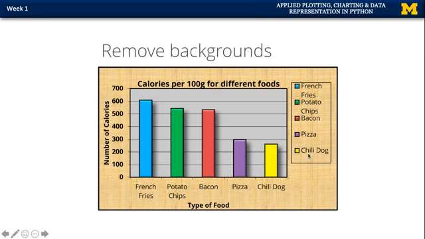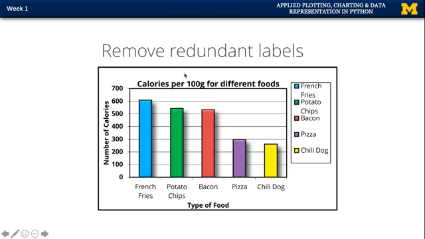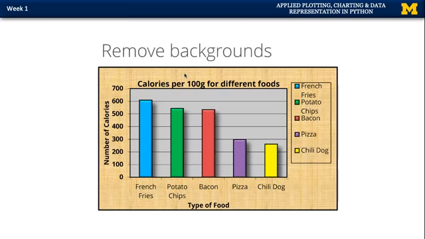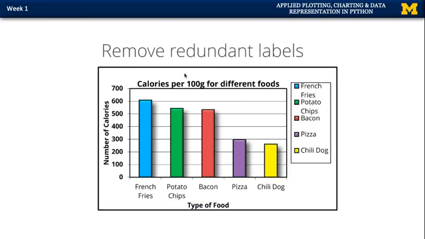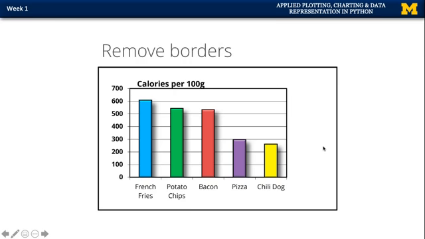So how can we make it easier to understand? Let's first remove the background. This background is not very good, so try to use a white background. Now remove redundant labels. Here we are talking about different types of food. These are already food names and calories, so we remove them and make it simple: calories per 100 gram.